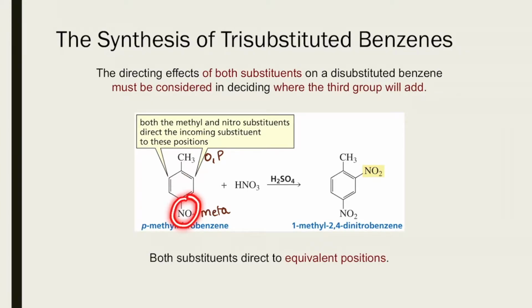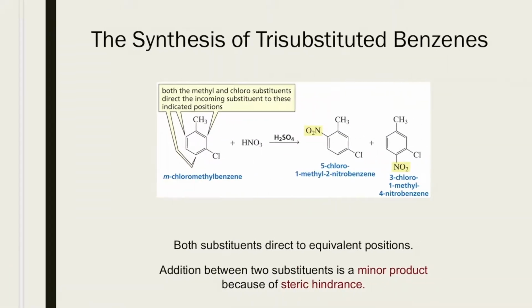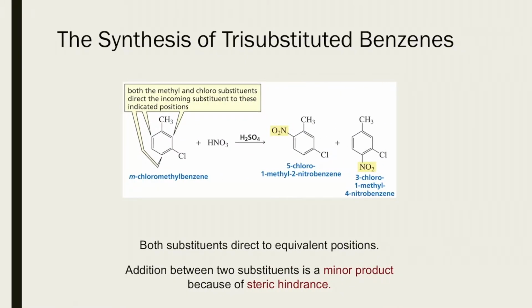Since the para position is already filled, there is no way that the electrophile can get attached here. So the only place that the incoming electrophile can go is this position. So the nitro group is going to get attached right here, or it can also be here. Both are equivalent positions. Now let's go on to the next one.